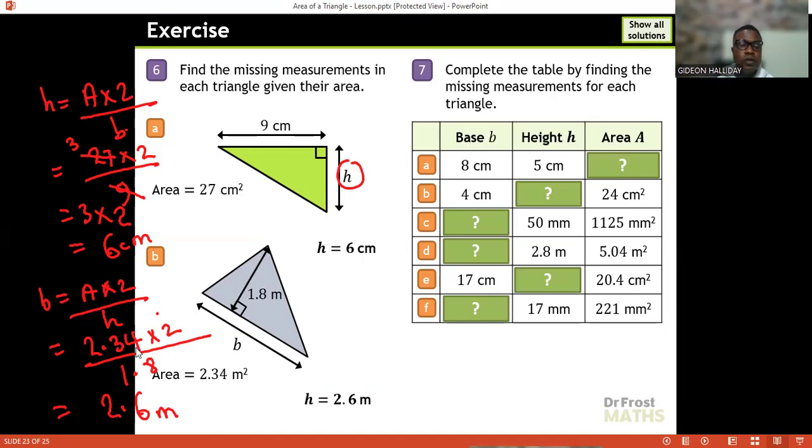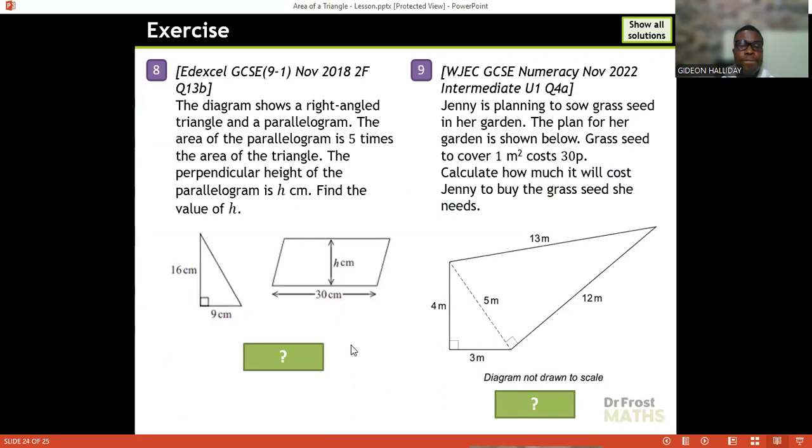All right, 2.6 meters. Let's move to the next one. This is a GCSE question again. Of course, it's easy by now.